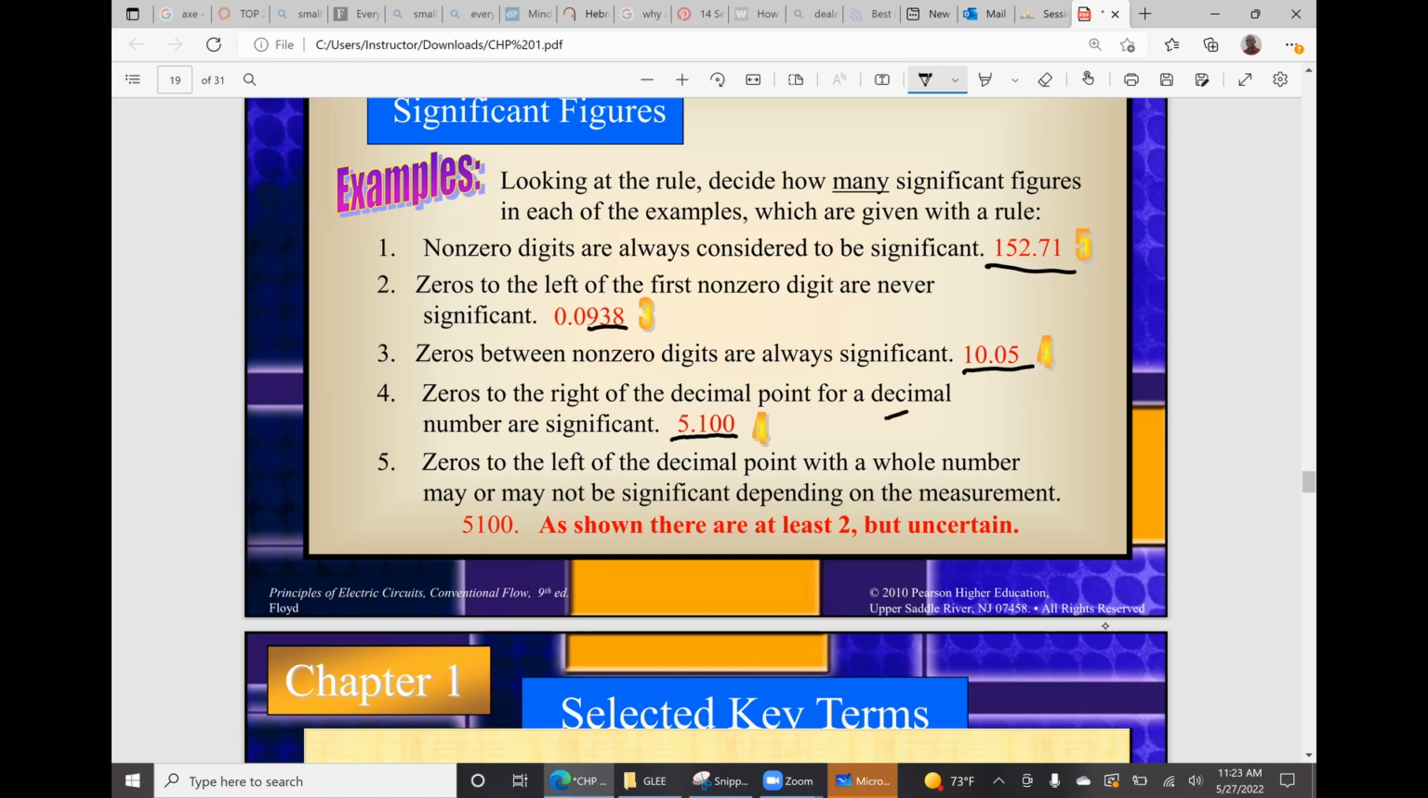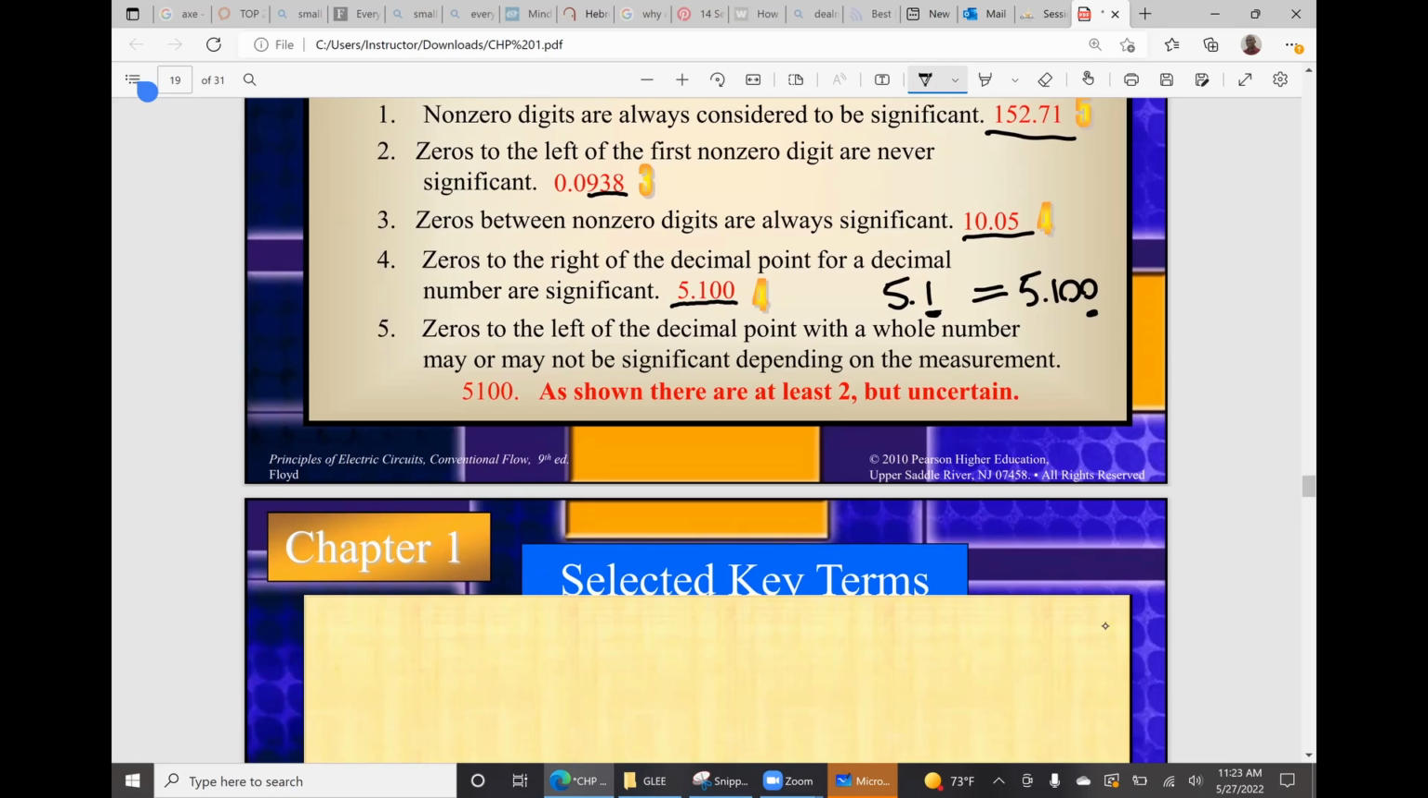So in other words, 5.1 is not as accurate or precise as 5.100, right? This says that this is precise down to the thousandths, right? This one is precise only to the tenths. Zeros to the left of the decimal point with a whole number may or may not be significant depending on the measurement. So again, here we have 5100, and we're saying that we have 2 significant figures.